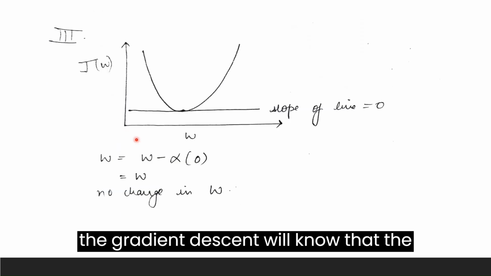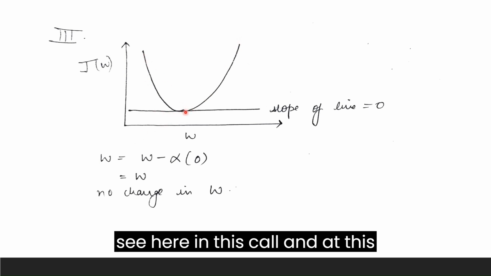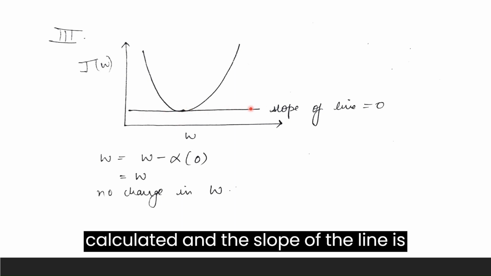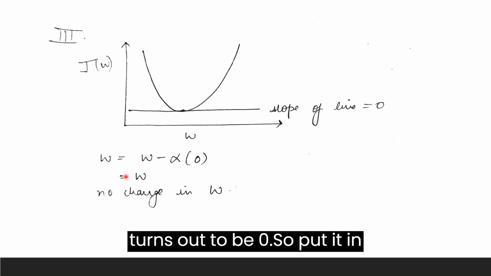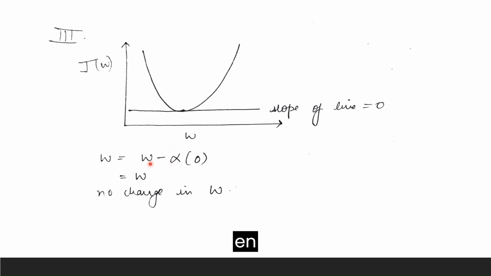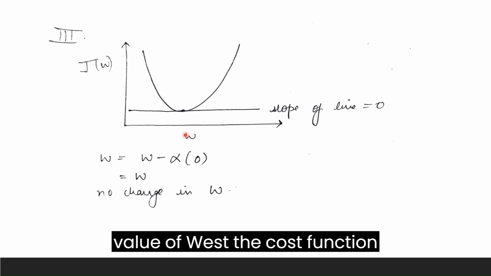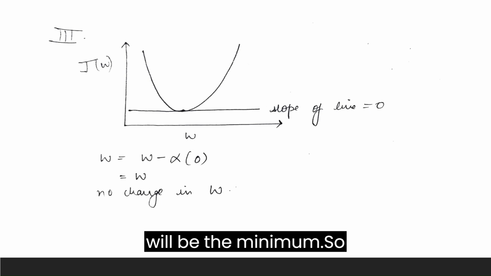Now, how will gradient descent know that the minimum value of the cost function has been reached? If you see here in this curve, at this point, the slope of the line is calculated and turns out to be 0. So put it in this equation, w minus alpha into 0. This term will be 0 and w minus 0 is w. So there is no change in w. When there is no change in w, it means that the function has reached its minimum value and gradient descent can stop its iteration, and that the parameter w has been optimized, that at this value of w, the cost function will be the minimum.